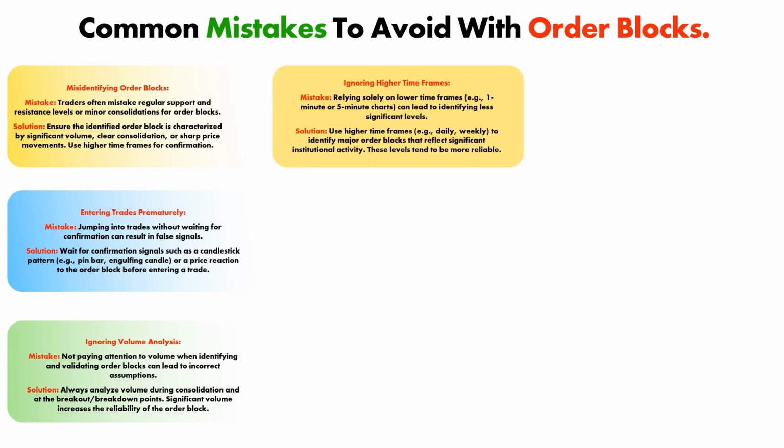Ignoring higher time frames. Mistake: relying solely on lower time frames like 1 minute or 5 minute charts can lead to identifying less significant levels. Solution: use higher time frames, like daily and weekly, to identify major order blocks that reflect significant institutional activity. These levels tend to be more reliable.